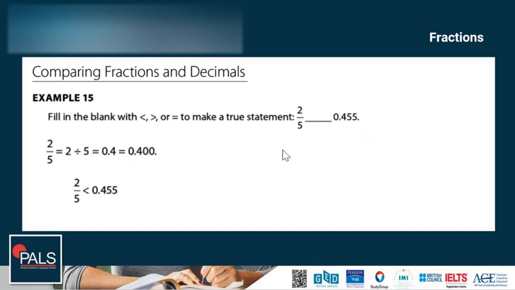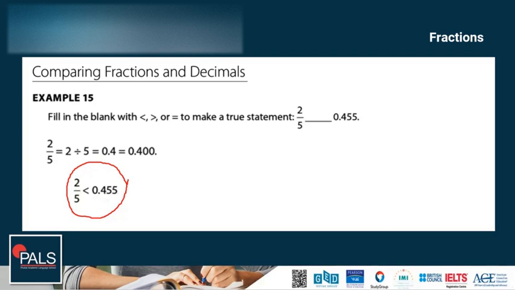Now, to change 2/5 into a decimal, you can divide the numerator by the denominator, as we learned in the first part of this video. So 2 divided by 5 is equal to 0.4. Or to have the same number of digits, you can add 2 zeros. 0.400 is less than 0.455. So therefore, 2/5 is less than 0.455.